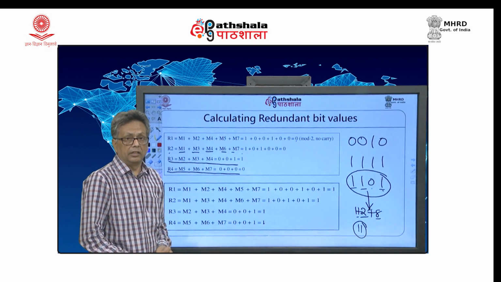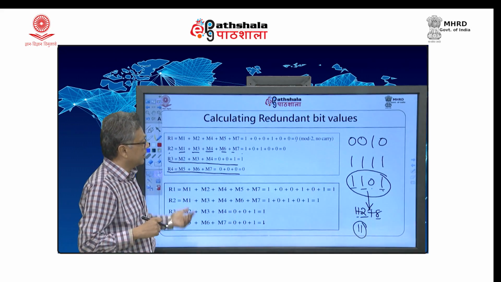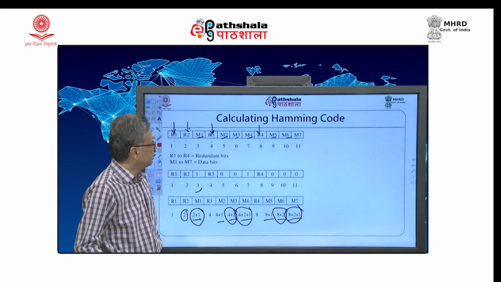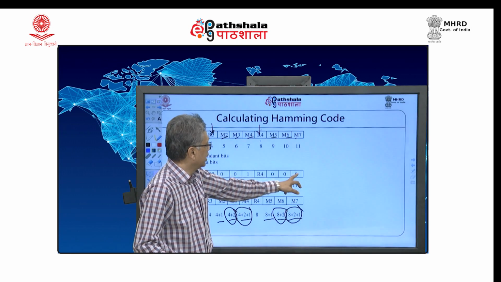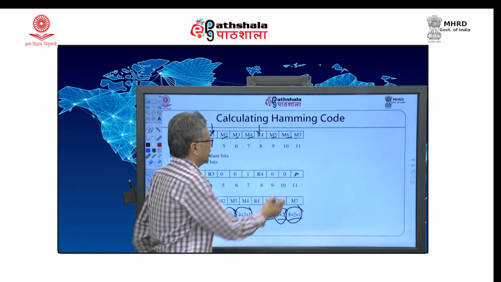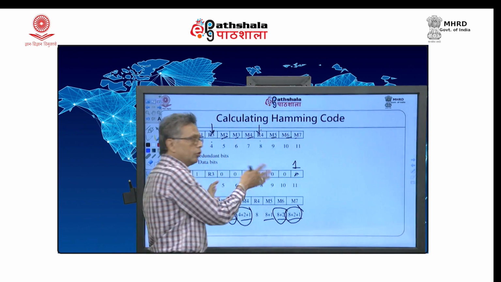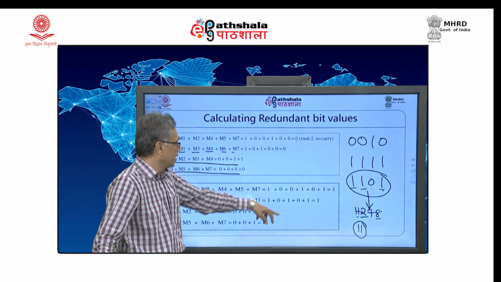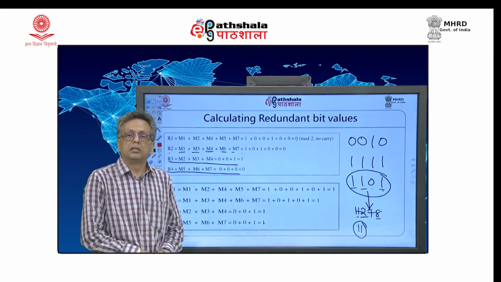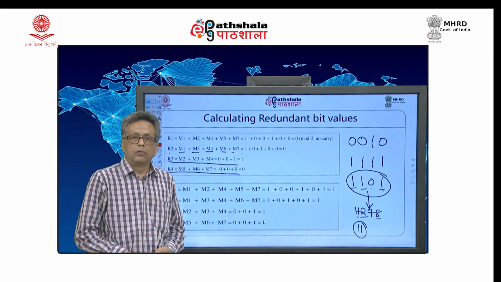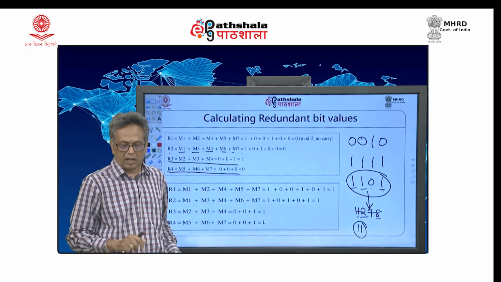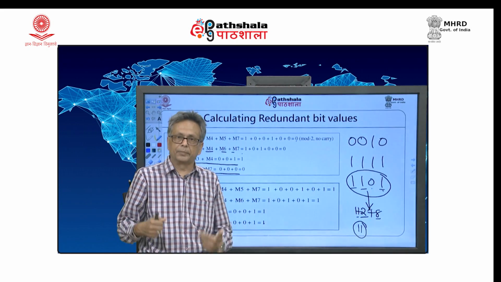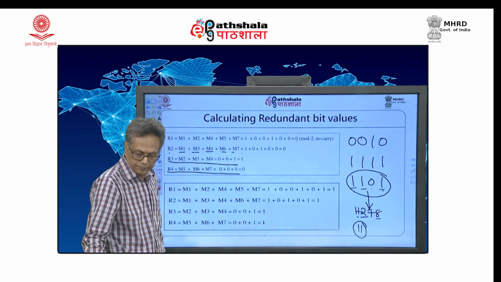Okay. And if you change the previous case, change this value, the 11th bit, convert this 1 into 0, into 1, recalculate these R1, R2, R4 values, you will get exactly this answer, telling that the 11th bit is corrupted. And you know exactly that bit is corrupted. So, you can invert that bit and accept that value now as correct.